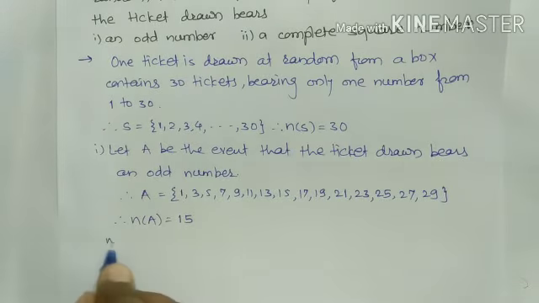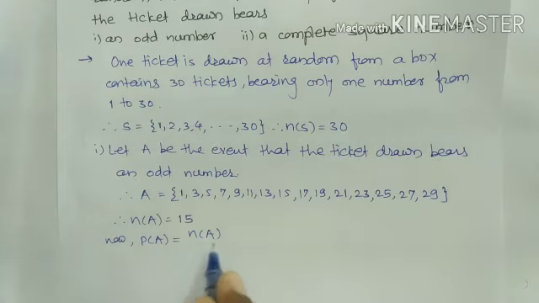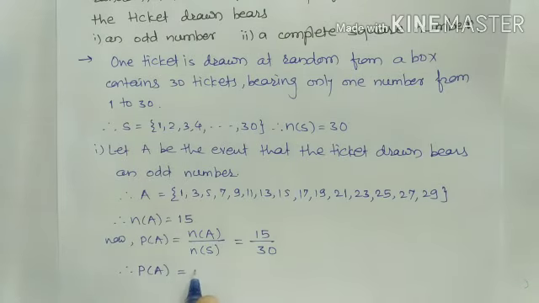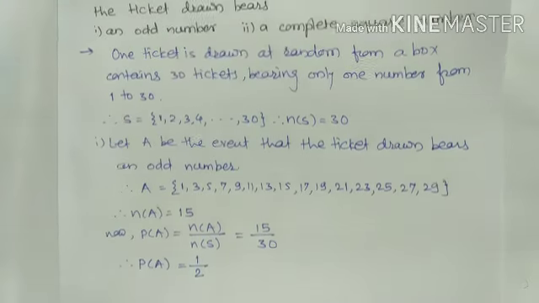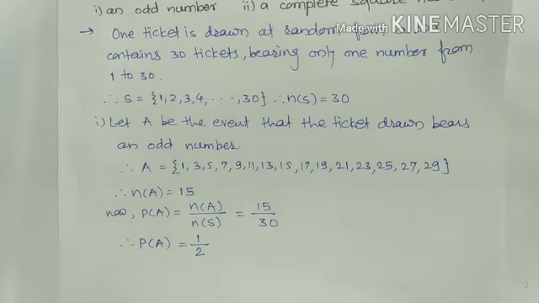Now we have to find the probability. This probability of A equals n(A) upon n(S), and that equals, here n(A) is 15 and n(S) equals 30, and therefore the probability of this event is 15 upon 30. 15 ones are 15, 15 twos are 30. We simplify this dividing each by 15. Here the probability of the event that the card bears an odd number is 1 upon 2.